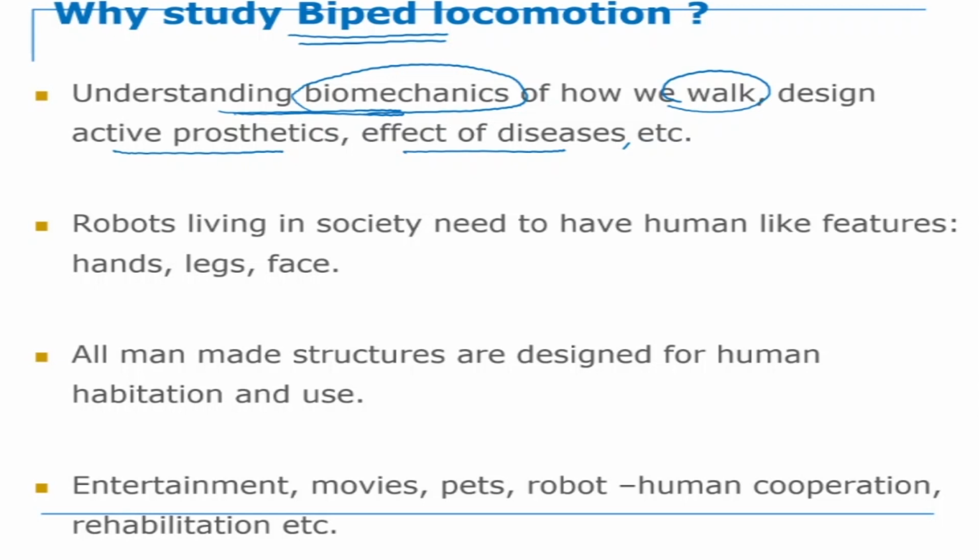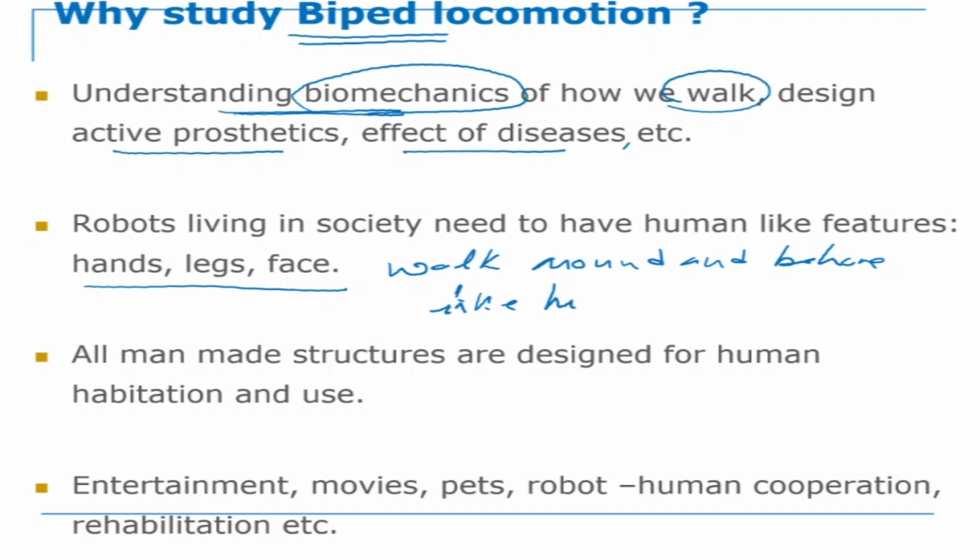The second is that robots living in society need to have human-like features: hands, legs, face. They move around, walk around, and behave like humans. Also, all man-made structures are designed for human locomotion and use, and hence robots which have legs should also be able to walk around.